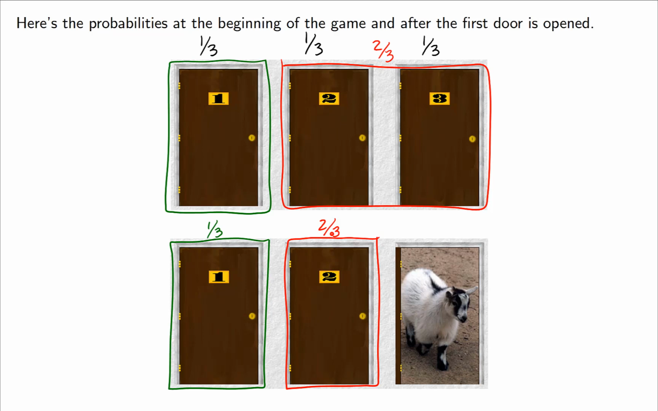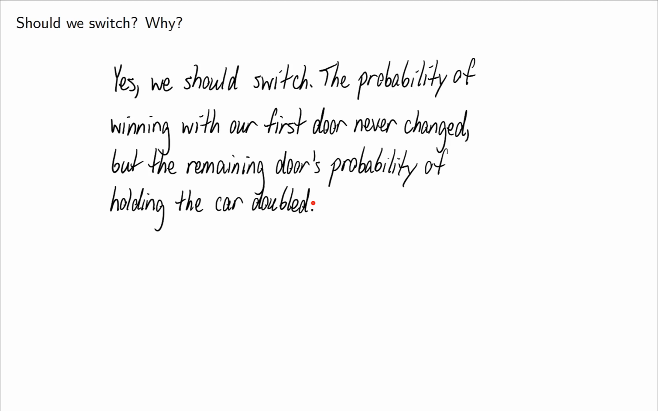Now I will give you, this is counterintuitive. It's one of the things that you have to think about and accept. And as a matter of fact, there was even controversy. If you want to read up about it, look for the Ask Marilyn column involving this Monty Hall problem. So now the question is, should we switch and why? Yes, we should switch. The probability of winning with our first door never changed, but the remaining door's probability of holding the car doubled.